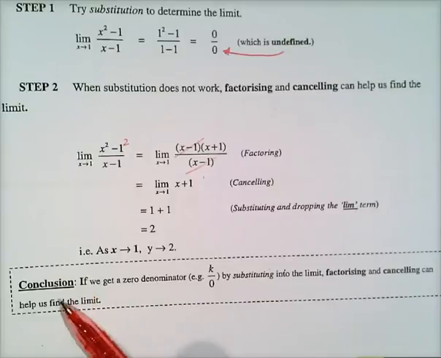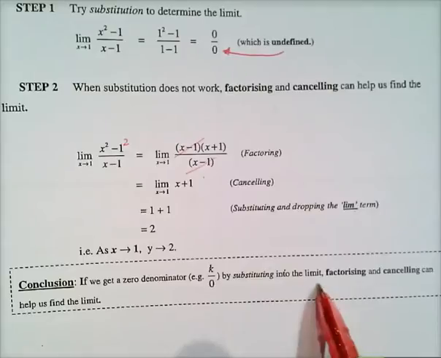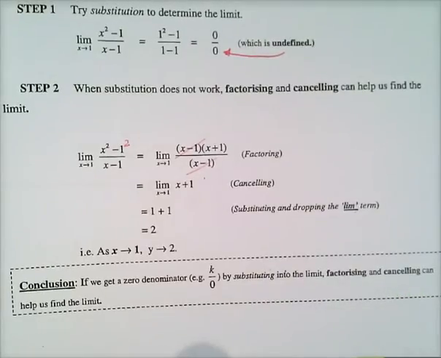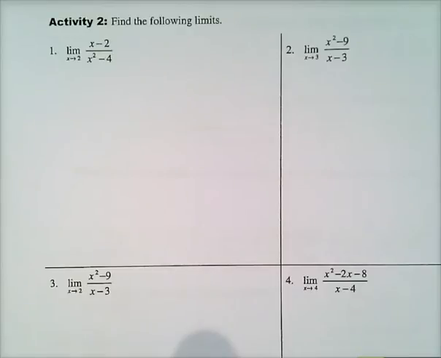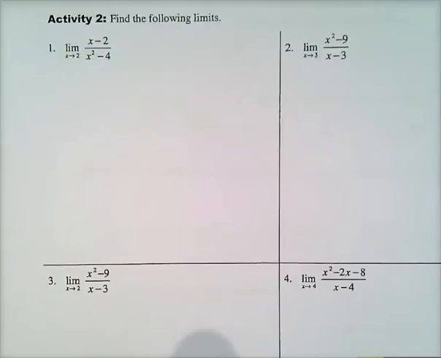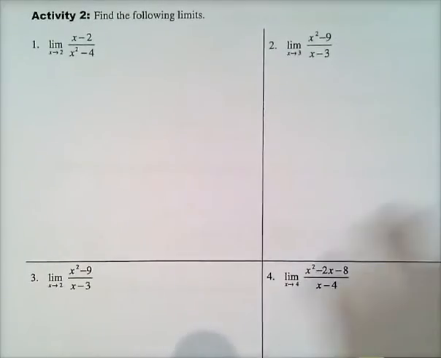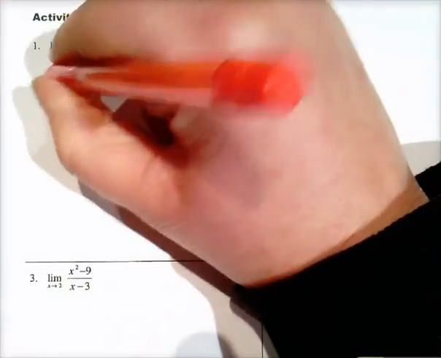So in conclusion, if we get a 0 denominator during our substitution into the limit, we need to factorize and cancel to help us find the limit. Okay, you can pause the video now, do activity 2 on your own, find the following limits. The answers are down at the bottom of the page. We've done questions like this before, so you really should have no problems with this. So please just restart the video when you're done.